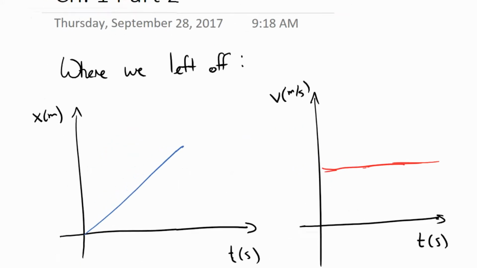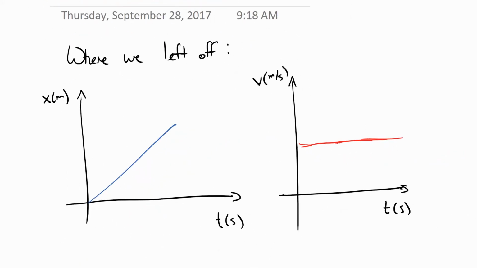Alright, let us pick up where we left off in Chapter 1. We had just started talking about position versus time graphs and velocity versus time graphs. So this is a nice simple example.